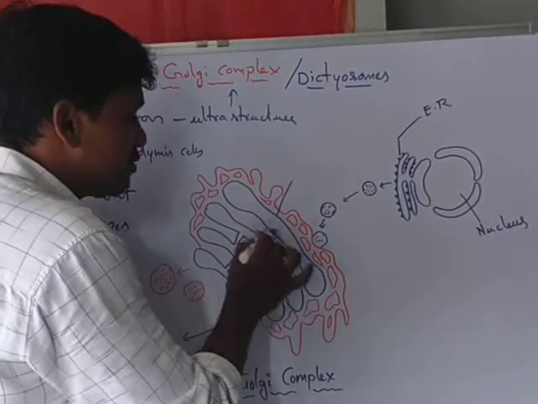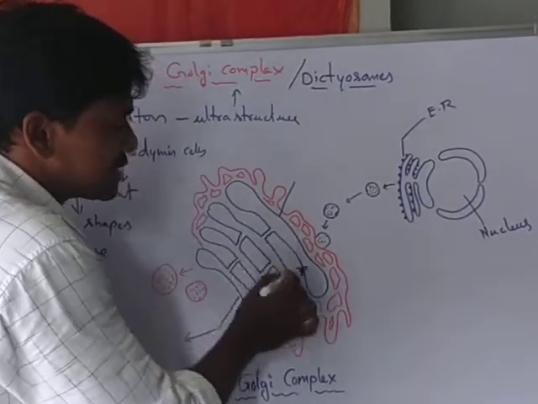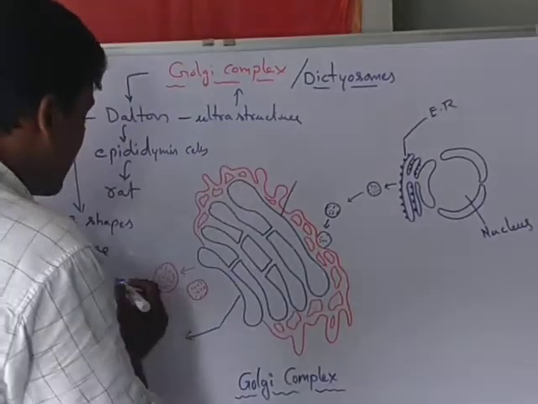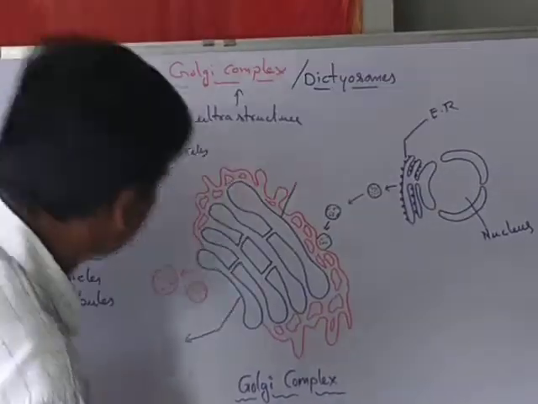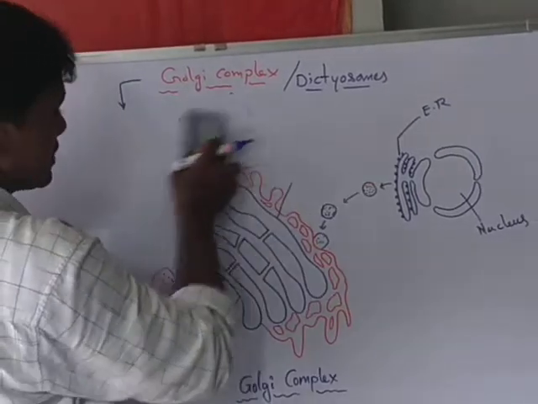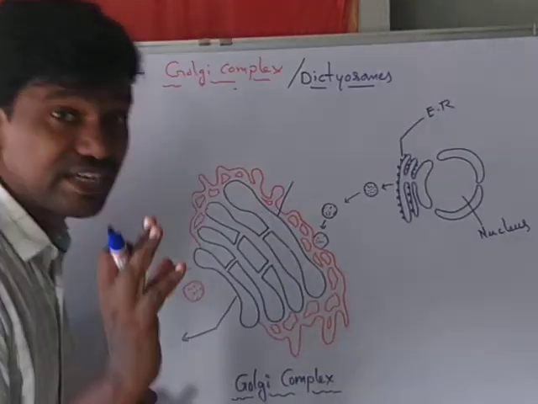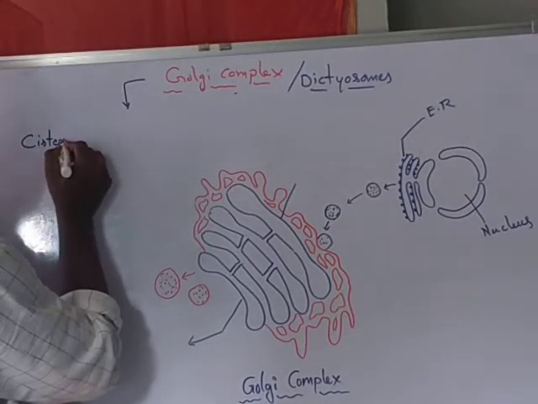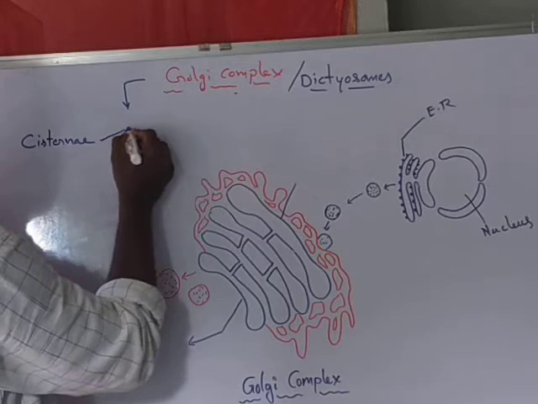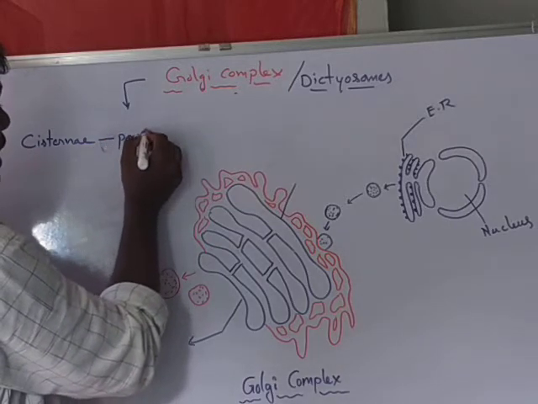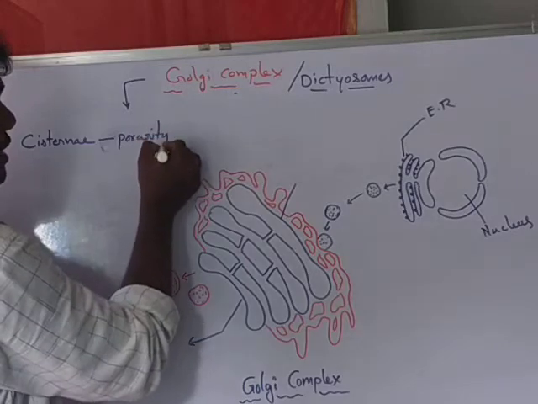Here we see each cisterna shows polarity. That means it shows two different surfaces.